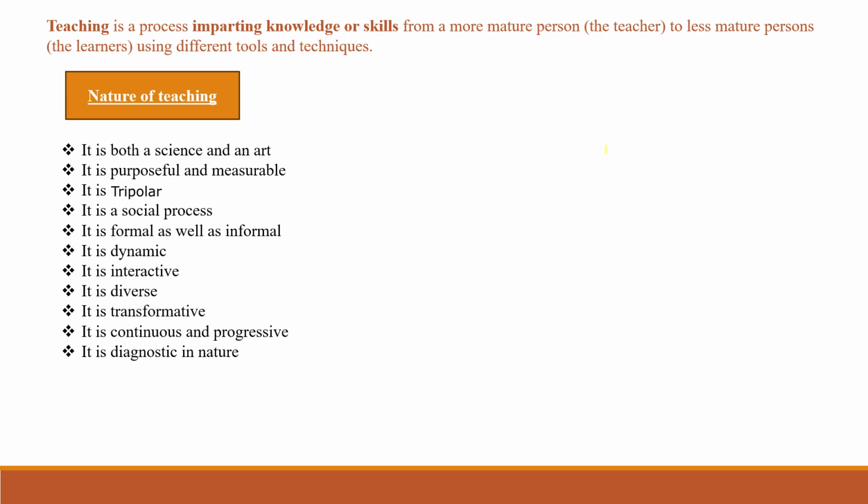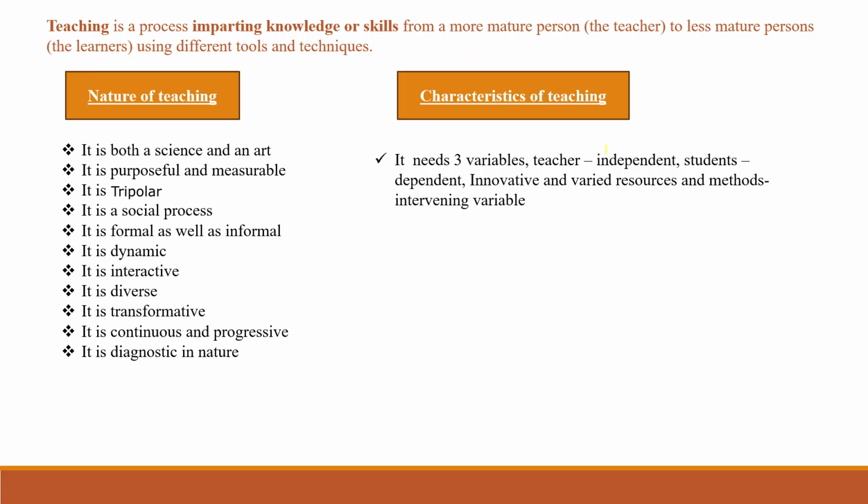Now, let's look at the key requirements of effective teaching. The characteristics of teaching. First, teaching involves three variables: the teacher as the independent variable, learners as dependent variables, and resources and methods as intervening variables. All of these influence teaching effectiveness. Clear objectives and learning goals are essential as predefined goals provide a sense of direction, focus, and motivation.